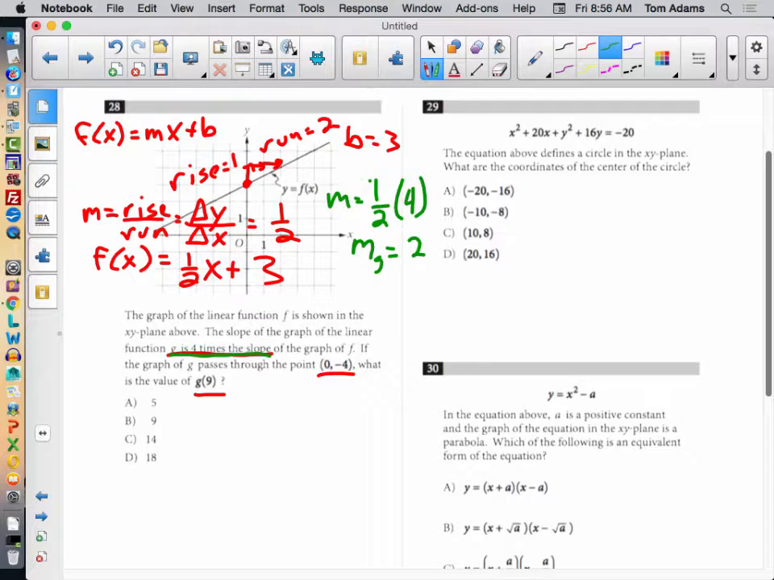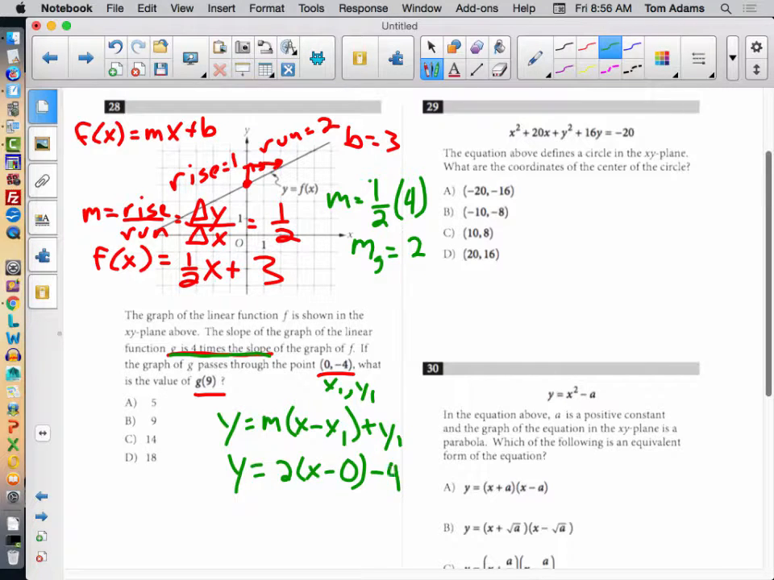All right. So now to write the equation for g of x, I need to do this. I'm going to say y is equal to m times the quantity x minus x sub 1, plus y sub 1, where this is my (x sub 1, y sub 1). So I get y is equal to 2 times the quantity x minus x sub 1, which is 0, minus 4. Push the 2 through the parentheses, and I get 2x, right? 2 times 0 is 0, minus 4.